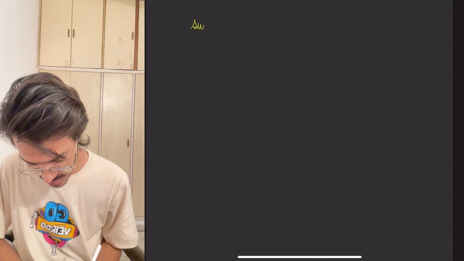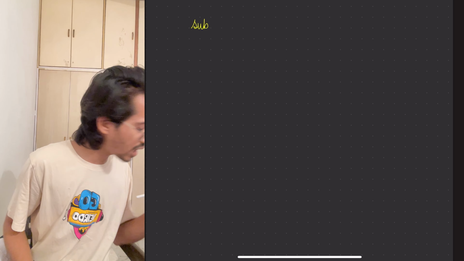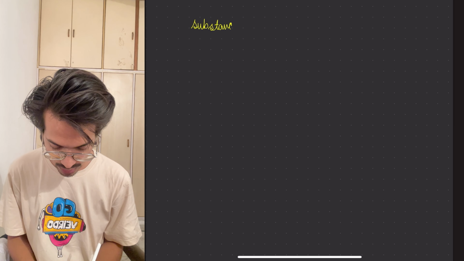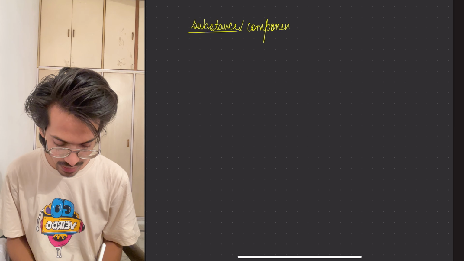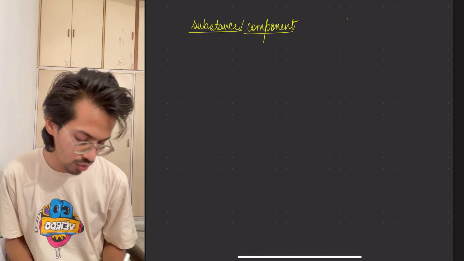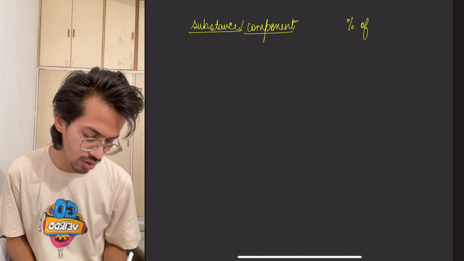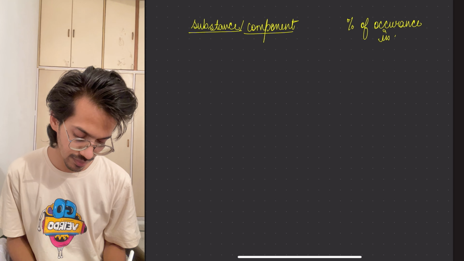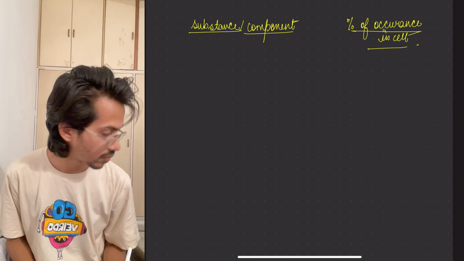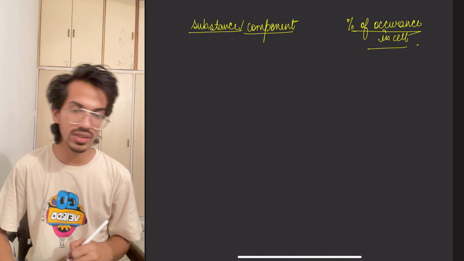So first we will write about the substance, or component, whatever you want to call it, and the percentage of occurrence in the cell, with respect to cellular mass.